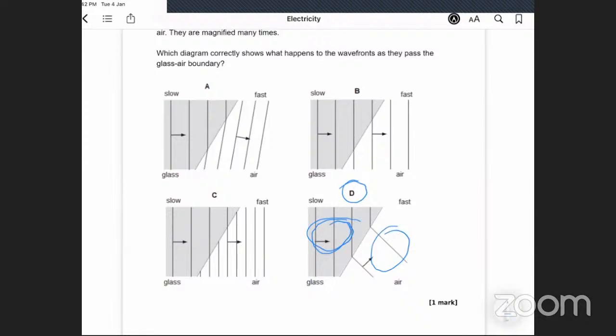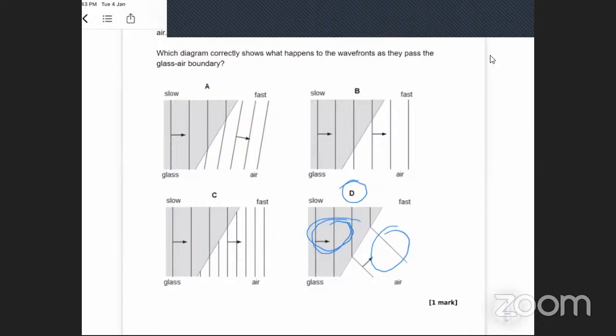Frequency, is it increased or decreased, or does it stay the same? Who can tell me what happens to the frequency? Okay. Is it increased, is it decreased, or does it stay the same?